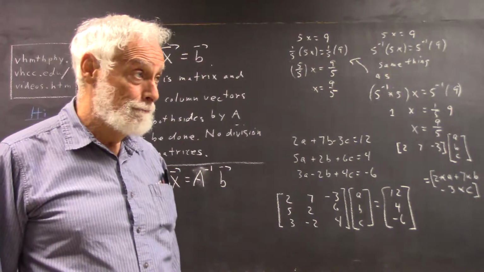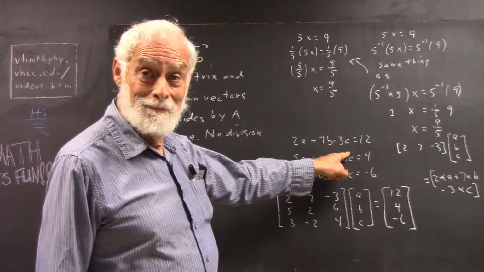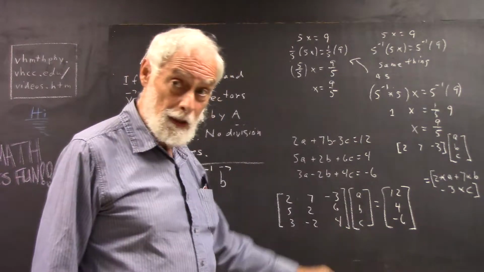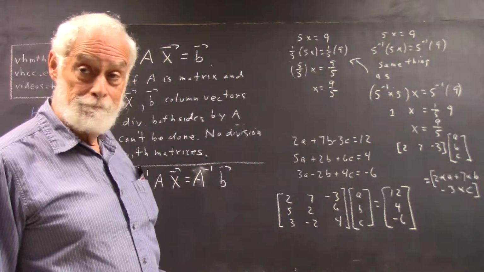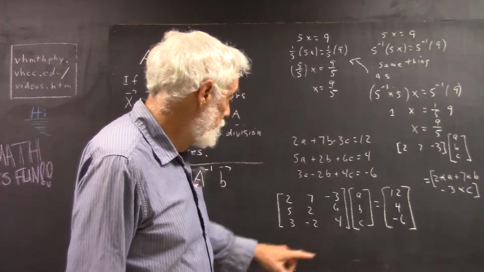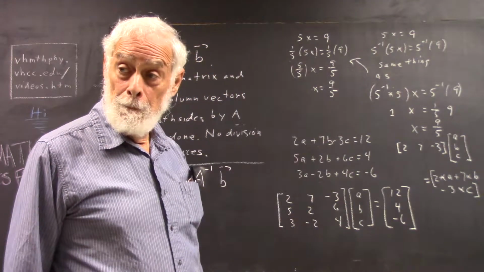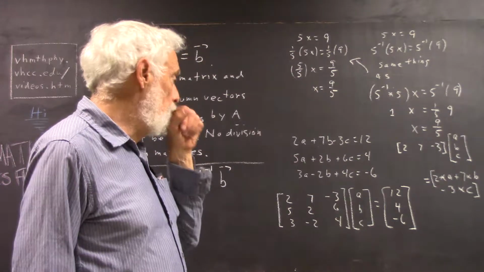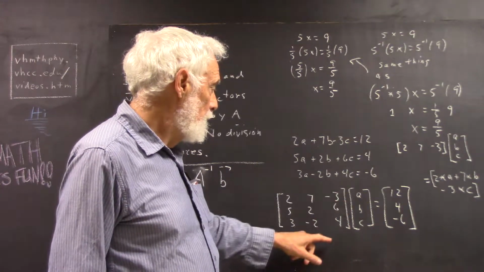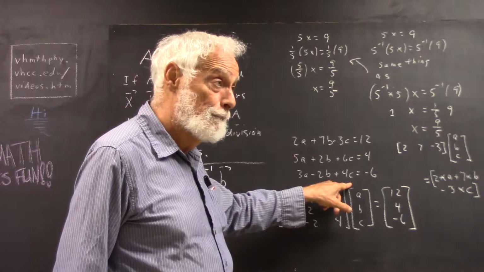Does that make sense? And of course, that's what you have here, isn't it? If you multiply the second row by the ABC column, what do you get? You get 5 times A plus 2 times B plus 6 times C, right? And you do 3 times A minus 2 times B plus 4 times C. And that gives you this side, right?